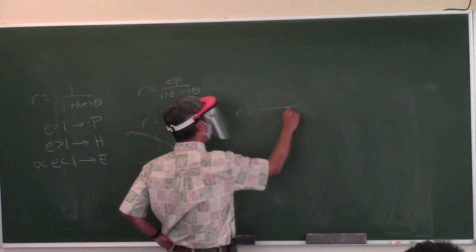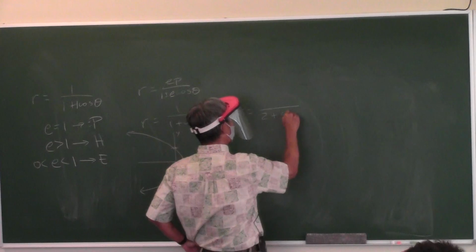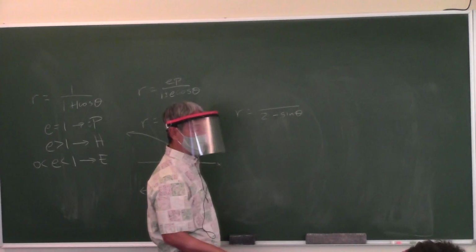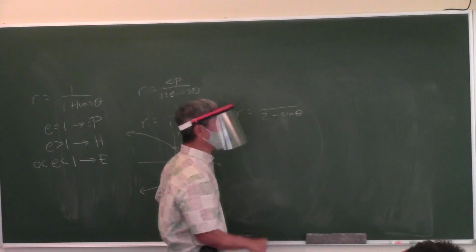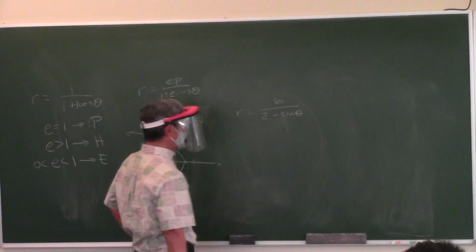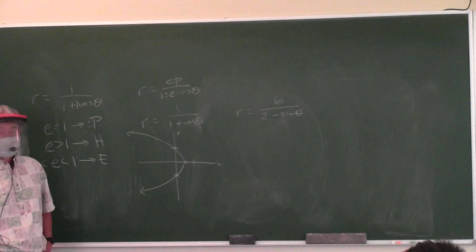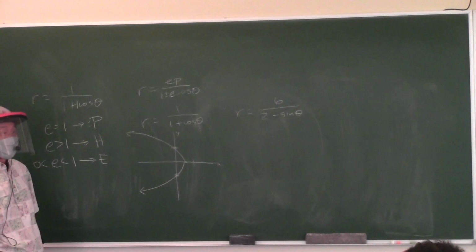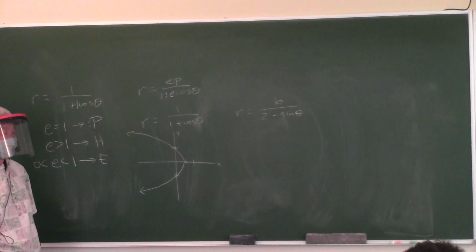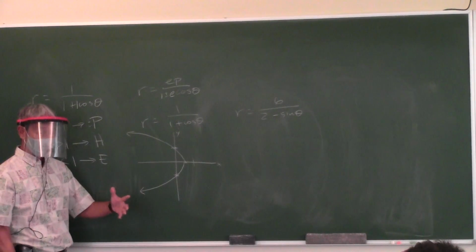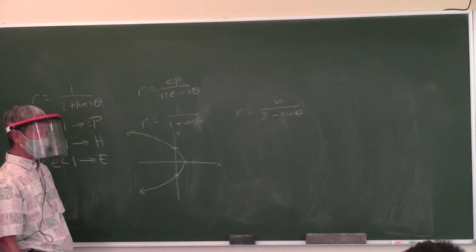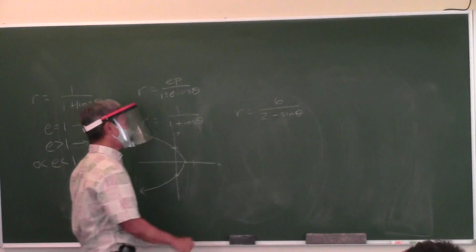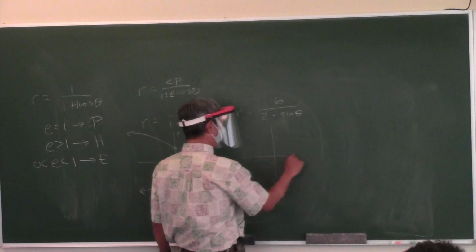Okay, let's do another one. R equals, how about 2 plus sine theta? No, let's do a minus. What is this going to be? Ellipse, because the eccentricity is 1/2, right? Before we move on, does everybody see the eccentricity is 1/2? Yeah, because you got to make this leading coefficient 1. Okay, so plot the quadrantal angles.